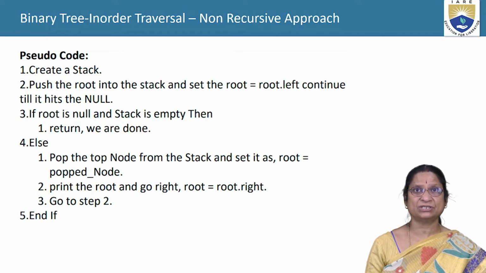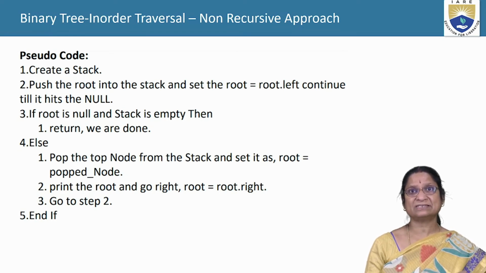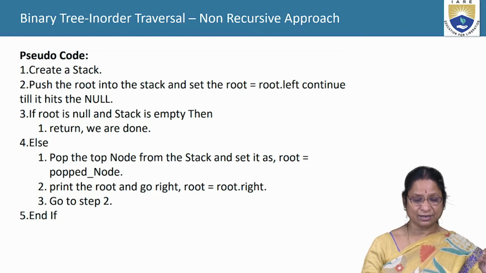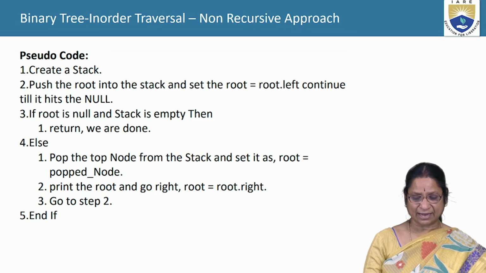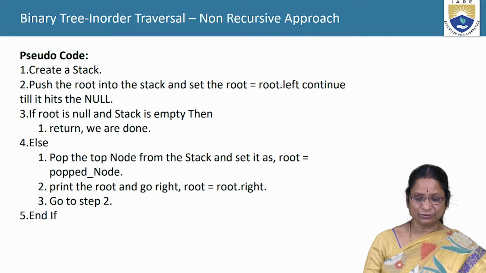Same here also, push the root into the stack, but in-order means first left subtree, then root, and then right subtree. So first we have to push the root into the stack and set the root as root dot left. We are not going to process; till the end we will push. Then we will pop and process. If the root is null and the stack is empty, we will stop, same condition. Otherwise pop the top node from the stack, set it as root, print the root and go to the right.